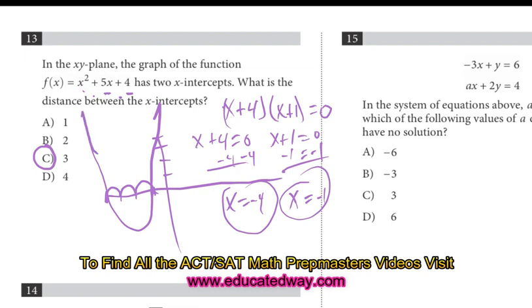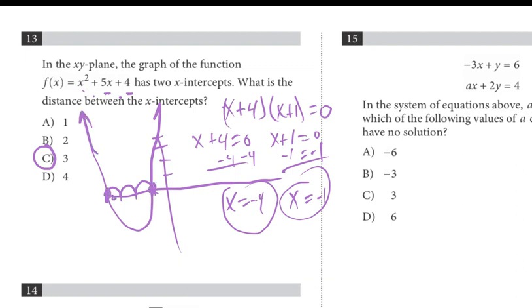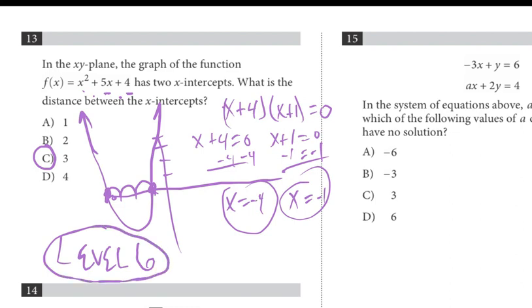Just to know the concept. Those are your two x-intercepts. Level 6 difficulty. Know how to factor, know the concepts, know what this means. I have other questions that relate to this. Let's go to question number 14.